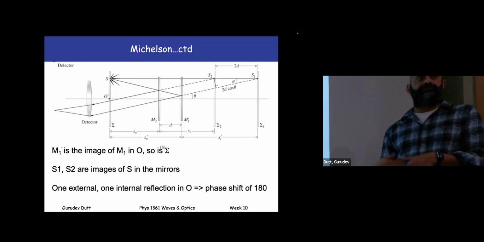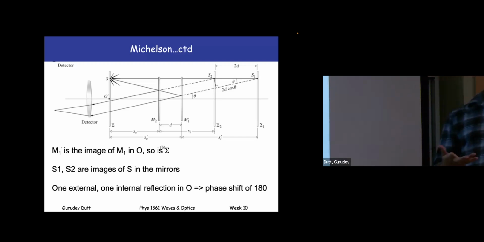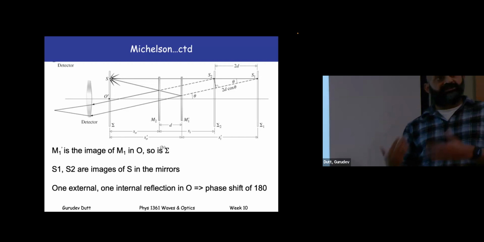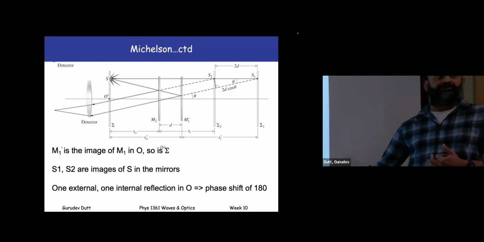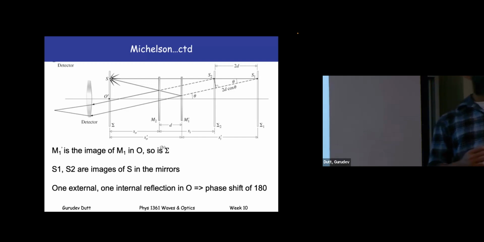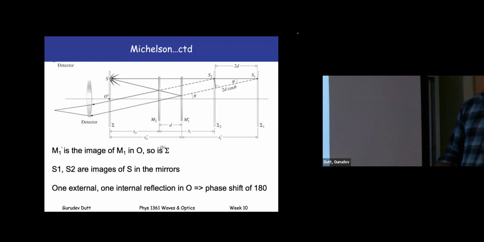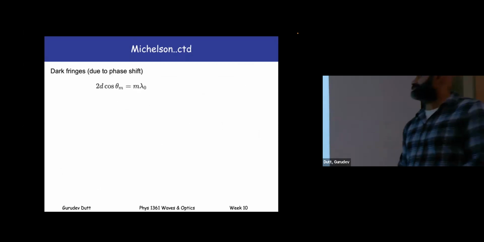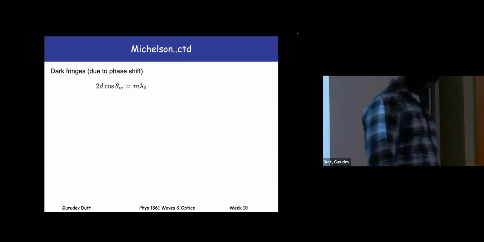We'll get a destructive interference when the two beams are a multiple of lambda, m lambda. Normally we would have expected 2D cosine theta equals m lambda to give me constructive interference, a bright fringe. But because I have this one phase shift of 180 degrees at the two interfaces between the first beam and the second beam in the beam splitter, we get destructive interference. So we get dark fringes when 2D cosine theta equals m lambda naught.